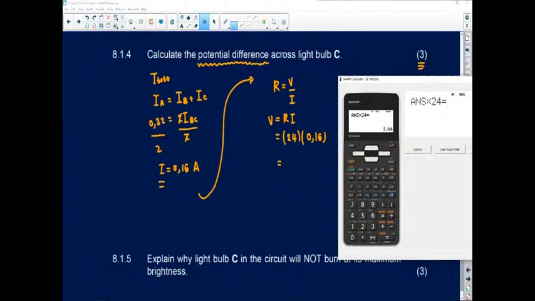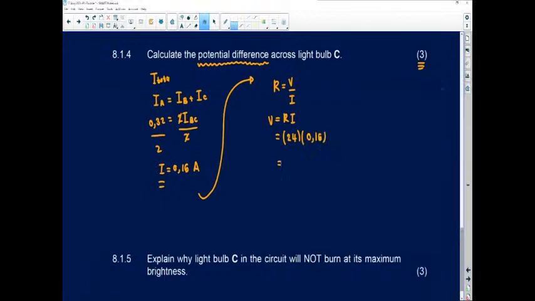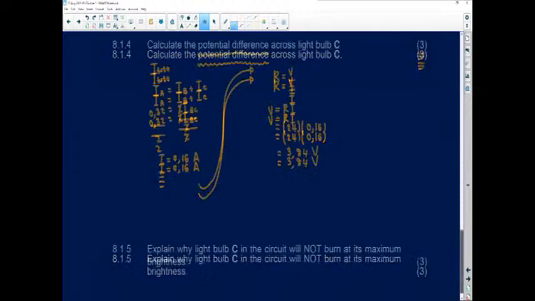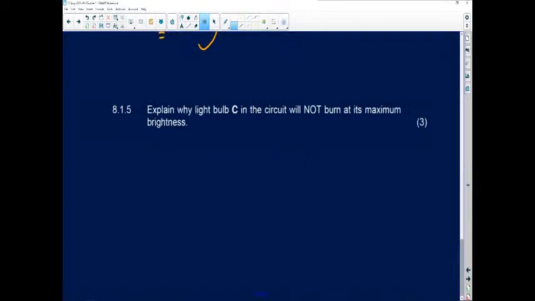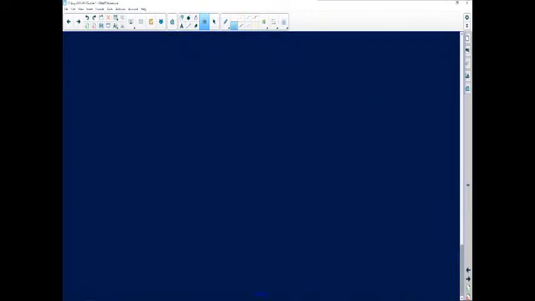So my V will give me 3.79. I get 3.79. Let me just, 3.84. I mean to say 3.84, and the SI unit for V is therefore then a capital letter V. So that's then how I would have done that one. Let me just extend my page here a little bit.